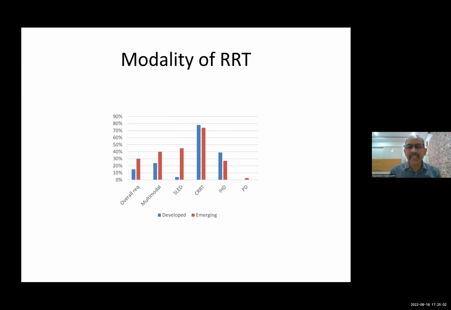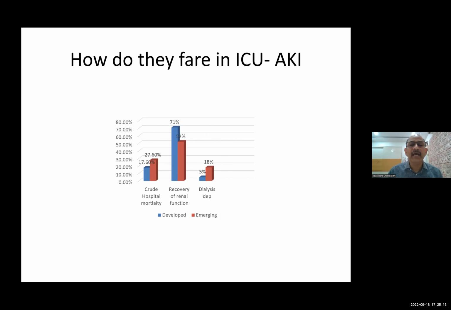Unfortunately, you see the PD is quite less, though there is data to support that acute kidney injury recovers faster with peritoneal dialysis. So multimodal was more common in the developing world. And when you look at the outcomes, crude hospital mortality in the emerging world was 27.6%, whereas it was 17.6% in those who had AKI in the developed world. Recovery of renal function, this is at the time of discharge, was 71% in the developed world, whereas it was 50% in the emerging world. Similarly, the dialysis dependence was much higher in the emerging world.